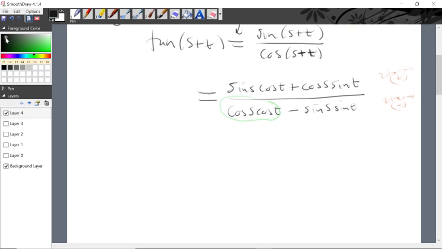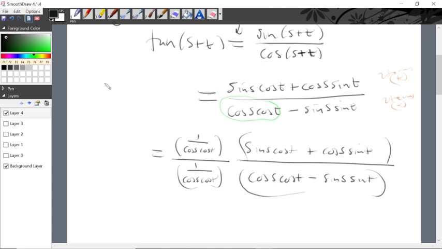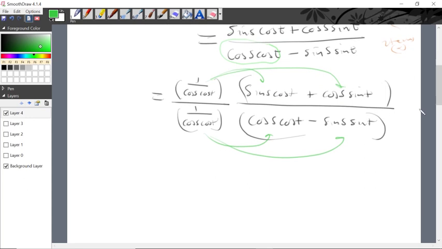Now, let's say the thing that we can do is divide all of these terms by the same quantity. We can divide everything by cosine s cosine t. It's like saying that we can multiply the top and the bottom of the fraction by 1 over cosine s cosine t, like so. Now if we distribute this 1 over cosine s cosine t to these 4 quantities, we can simplify from there. This is valid to do. We can always multiply the top and bottom of a fraction by a number, as long as it's not 0.